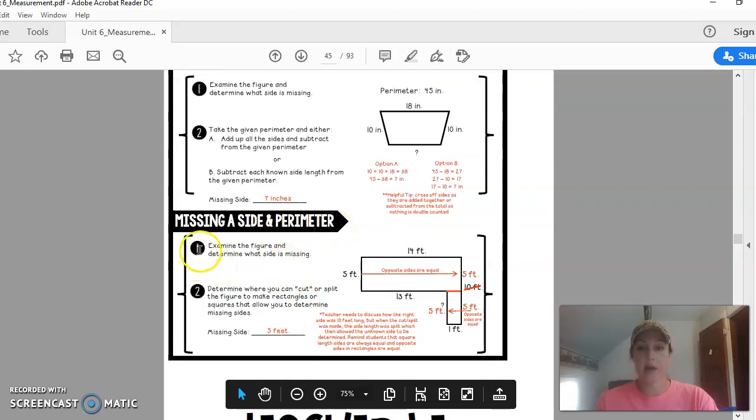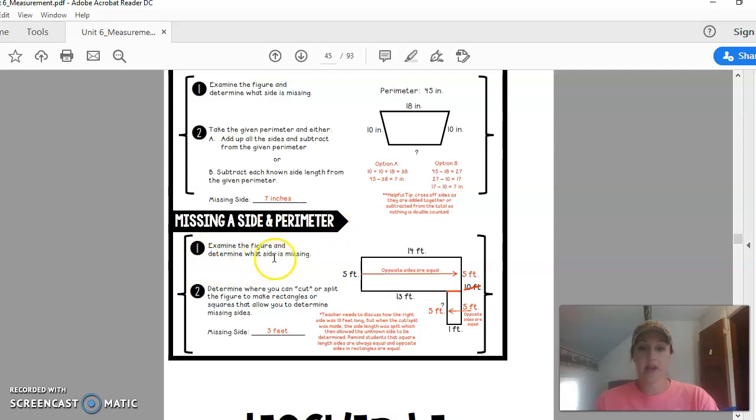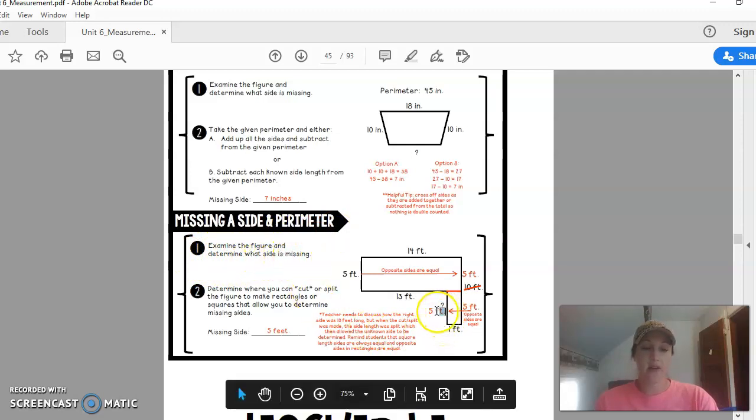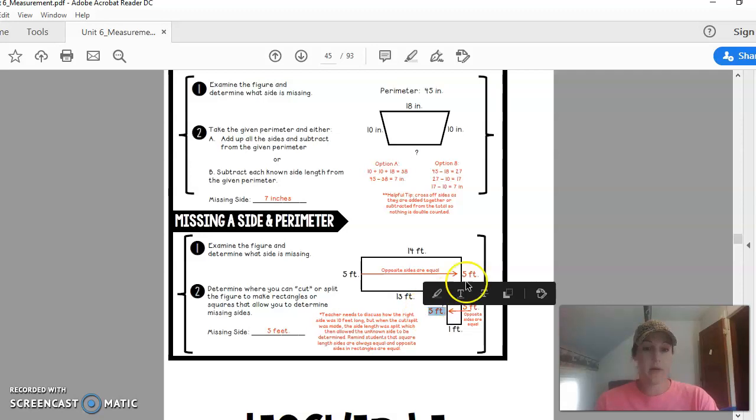All right, so number 1, examine the figure and determine what side is missing. So they've already given you the answer here, but you're missing this side right here. Okay, this side was 10 and they broke it. Well, if this part right here is 5, then this part right here is 5, so this is 5.